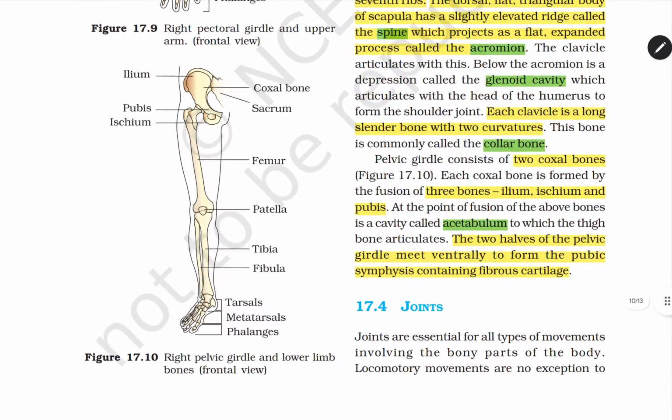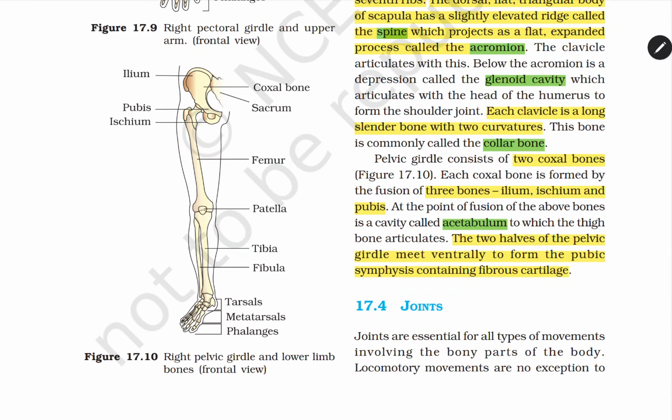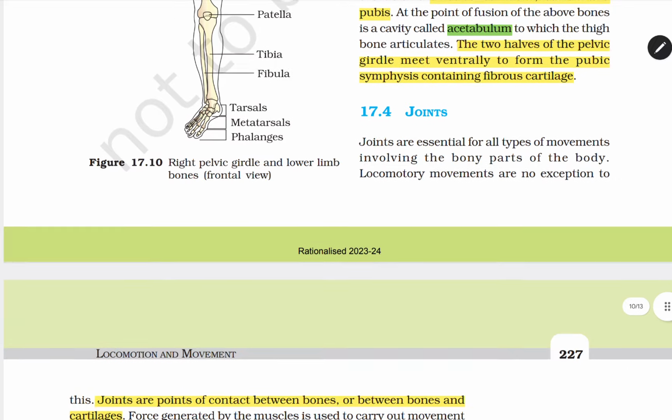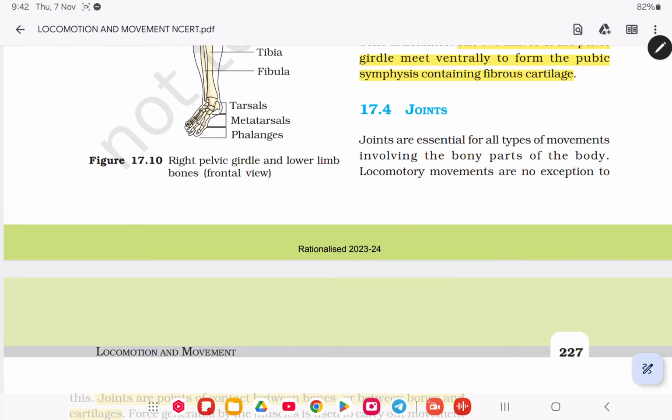Same in pelvic, it will consist of two coxal bones. Each coxal bone is formed by the fusion of three bones: ilium, ischium and pubis. At the point of fusion of the above bones is a cavity called acetabulum, to which the thigh bone articulates. Acetabulum is present here, so the femur articulates. The two halves of the pelvic girdle meet ventrally to form a pubic symphysis containing fibrous cartilage. Now, joints.